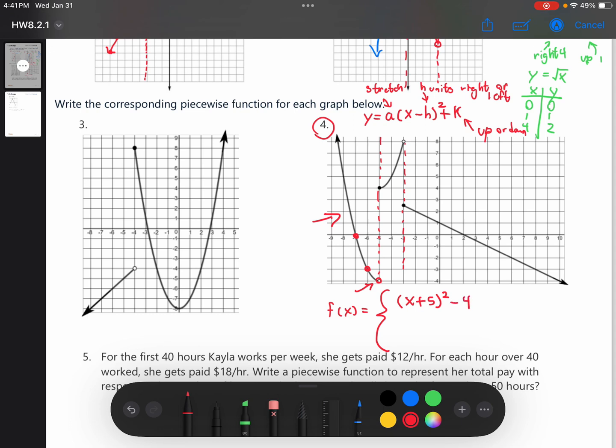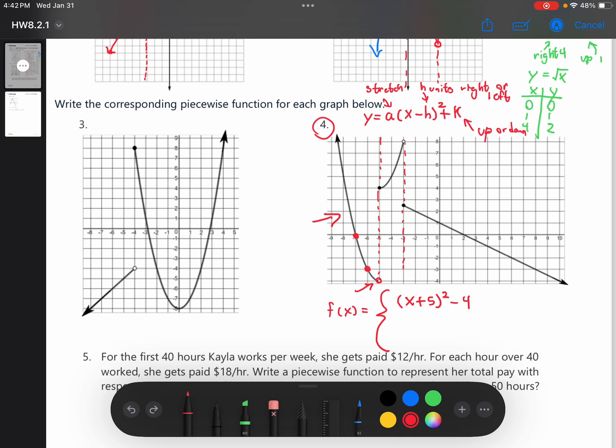Now, it is not being reflected, so therefore you don't have a negative there, and it also is not being stretched. And the reason that I know that, well, I guess you can pick a point and figure that out, but the other way to do it is that this distance right here, 1, 2, and up 4, that means you're not reflected because it's exactly like the parent function, right? Or even this first one, okay?